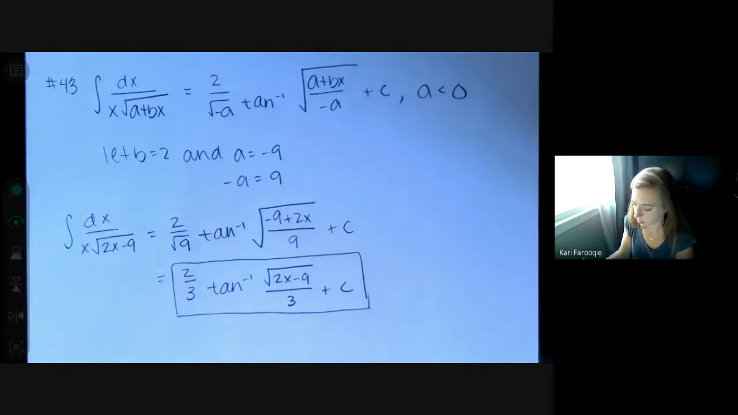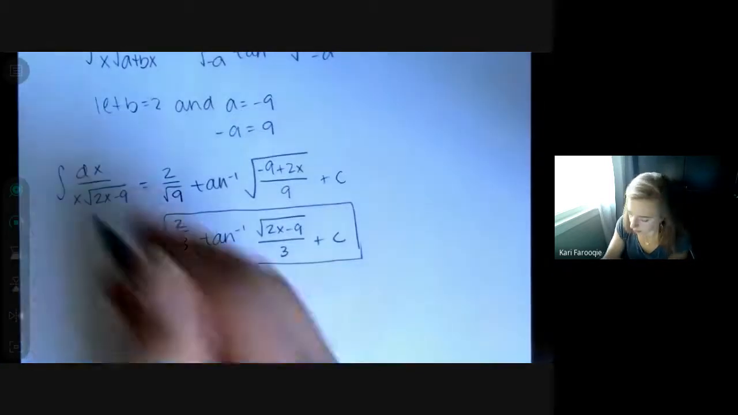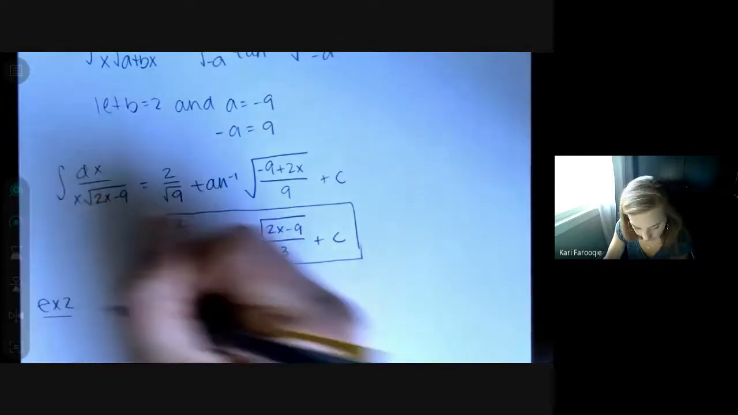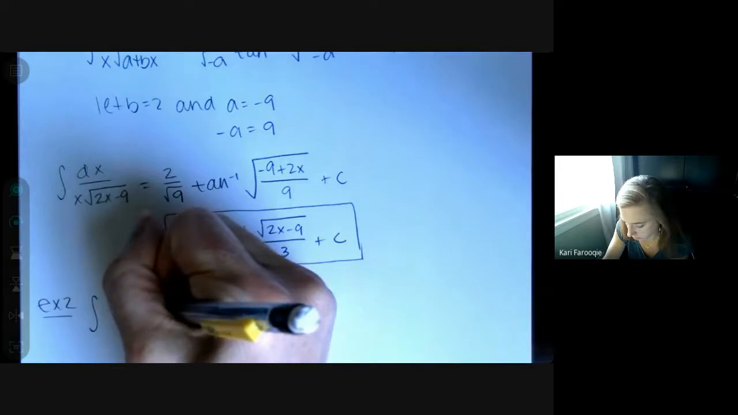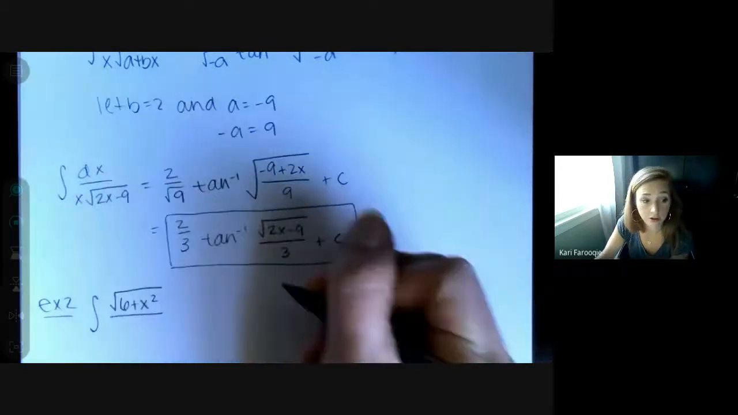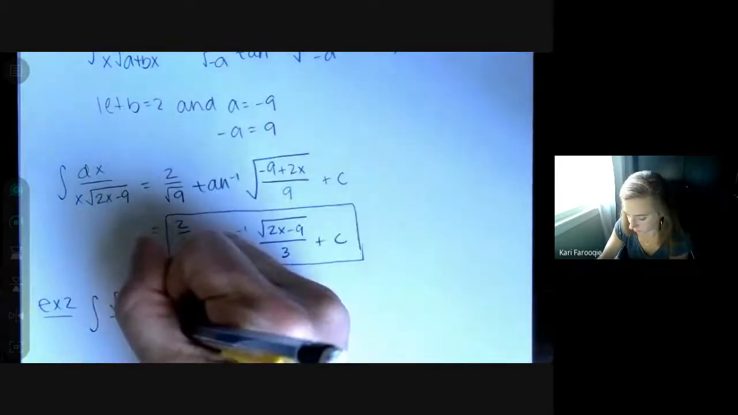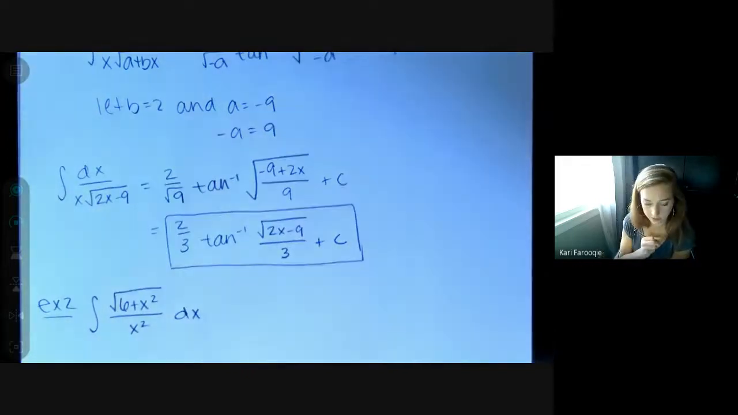Now we will do another one. Example 2. This will be the integral of, in the numerator, we have the square root of 6 plus x squared. And in the denominator, we have x squared. And then we have dx.